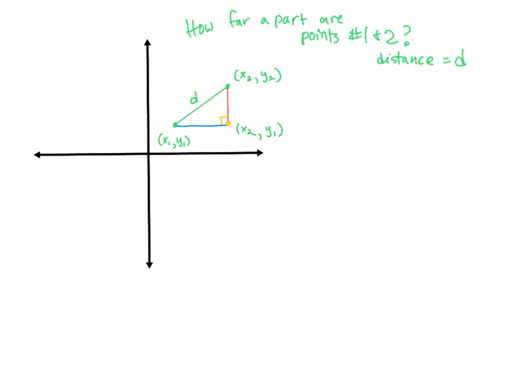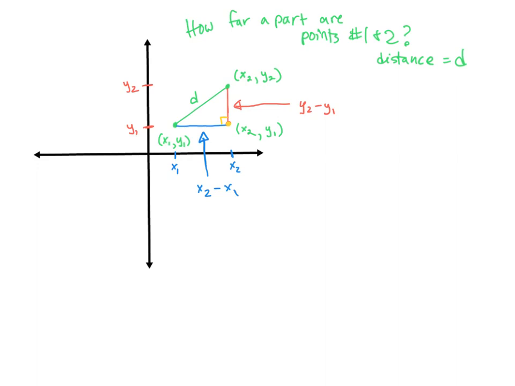Okay, in order to use the Pythagorean theorem, we need to know the side lengths of the blue and red sides. So the blue side goes from up here at x2 all the way down to here at x1. So that distance is x2 minus x1, whatever that difference is. For our other leg, it's going from here to there. This is y1, this is y2. So it's that difference, y2 minus y1.